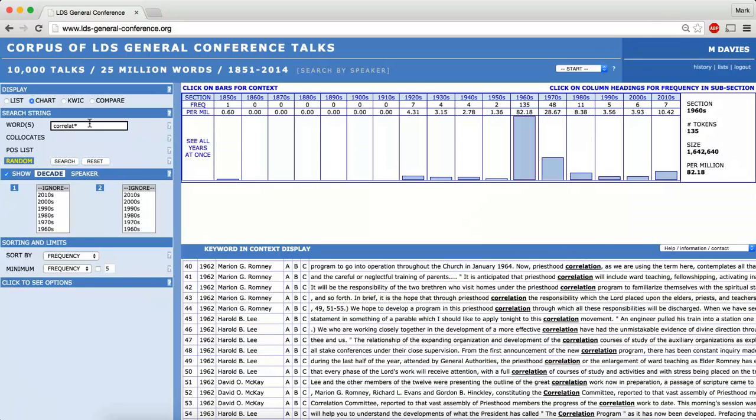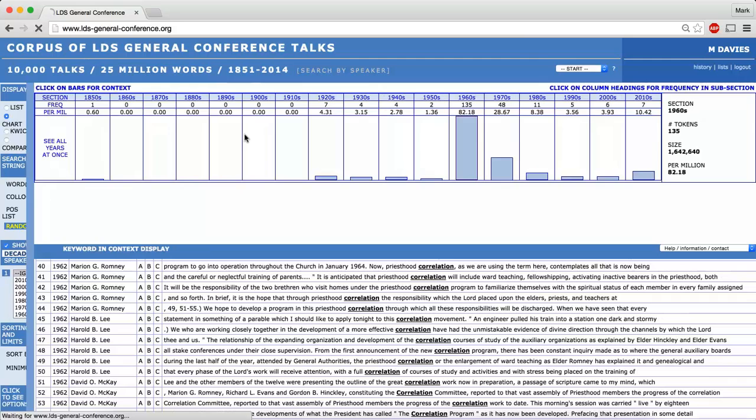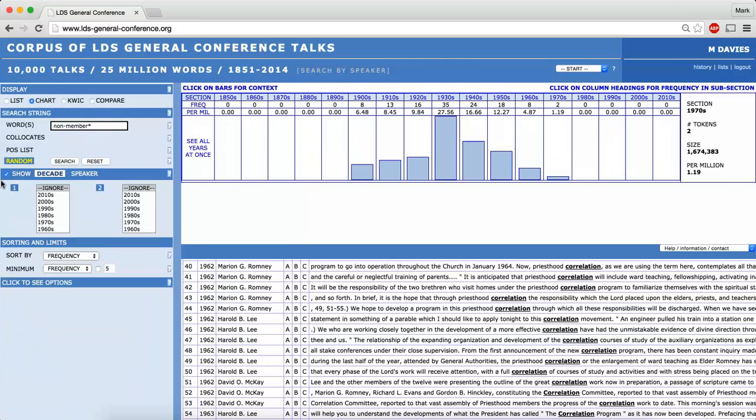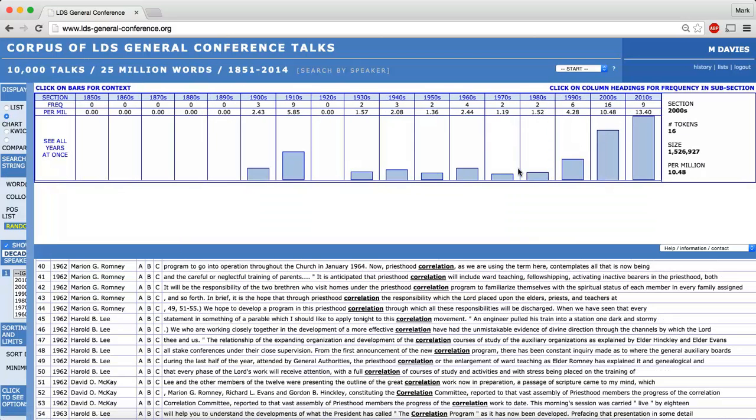Sometimes it's just a change in terminology. For example, for many years we referred to those people who were not LDS as non-members. And you can see that that's decreased quite a bit, to now it's used really hardly at all in General Conference. But if you were to look, for example, at other faiths, members of other faiths, you'd see that that's increased quite a bit over the last few years.